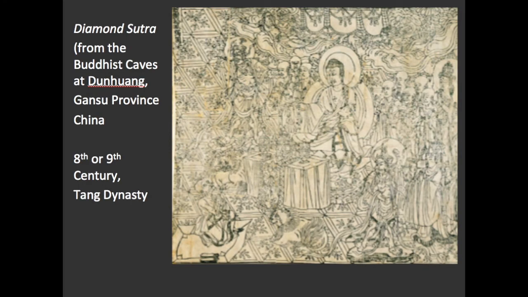The style of line established with Wu Daozi and his contemporaries was seen as far west as the Mogao Caves at Dunhuang. The frontispiece featuring the Diamond Sutra was an example of this. This is an ink painting on paper. It dates between the 8th and 9th centuries CE.